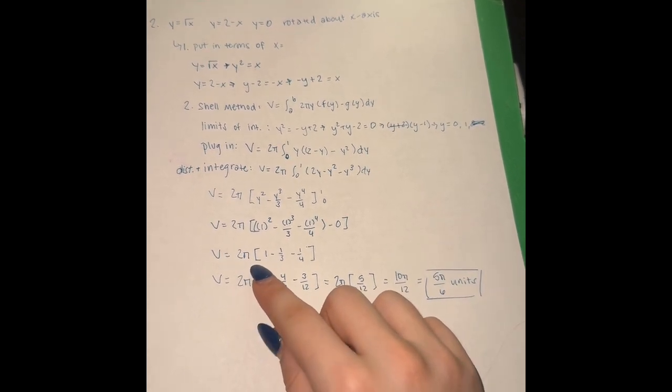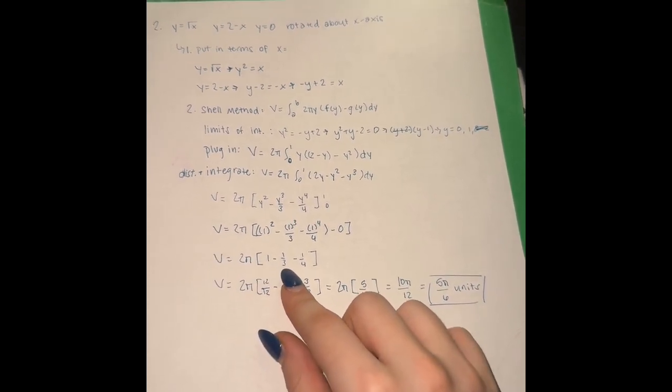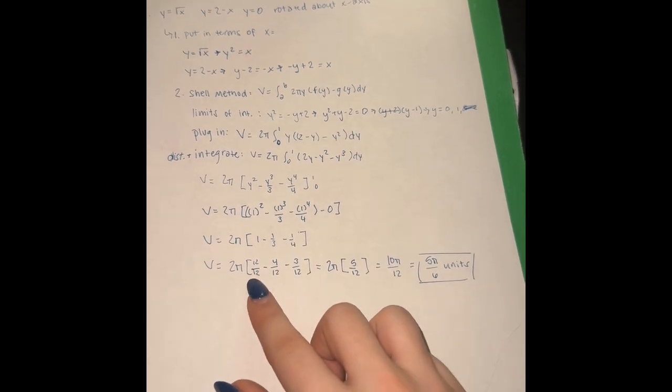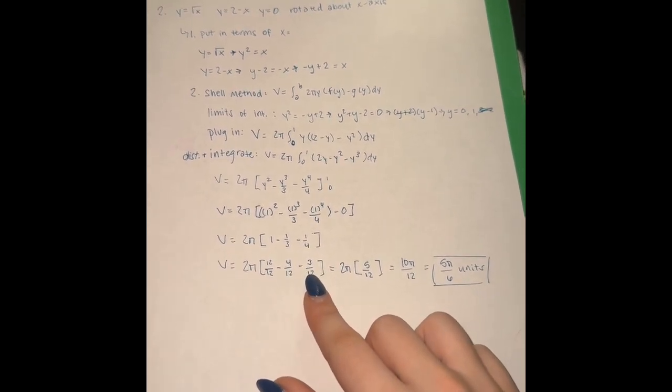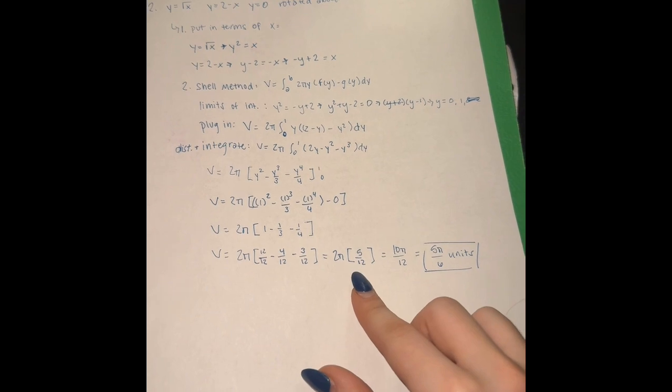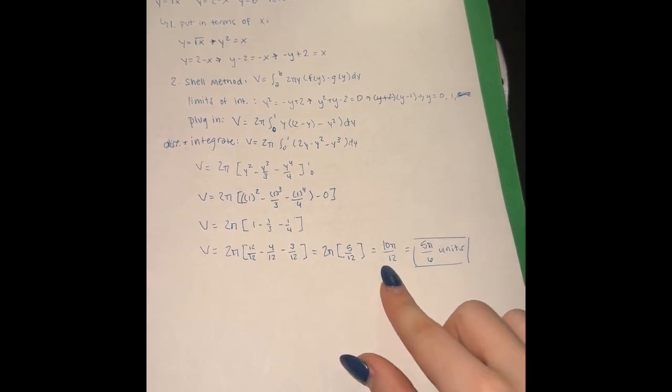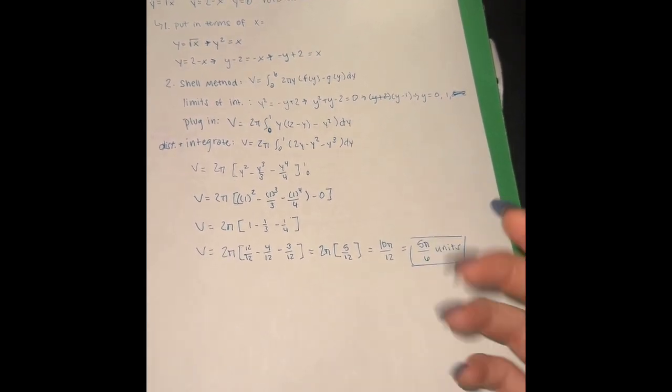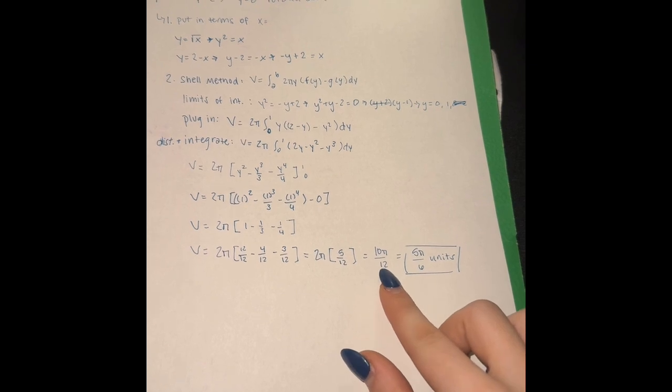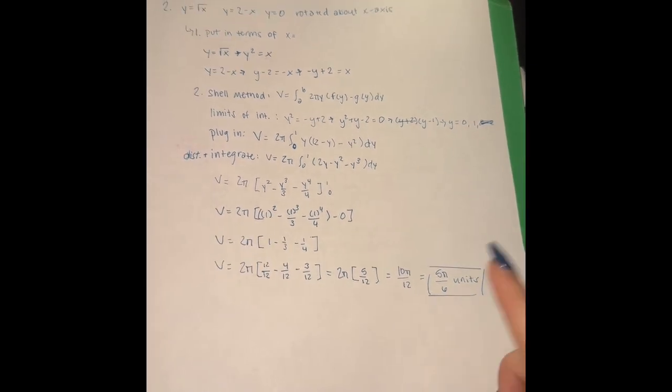So 2 pi times 1 minus 1 over 3 minus 1 over 4. And then once you get all your fractions to equal out, you're going to get 2 pi times 5 over 12. Multiply, we would get 10 pi over 12, and then you're just going to simplify it down to equal 5 pi over 6 as your final answer.